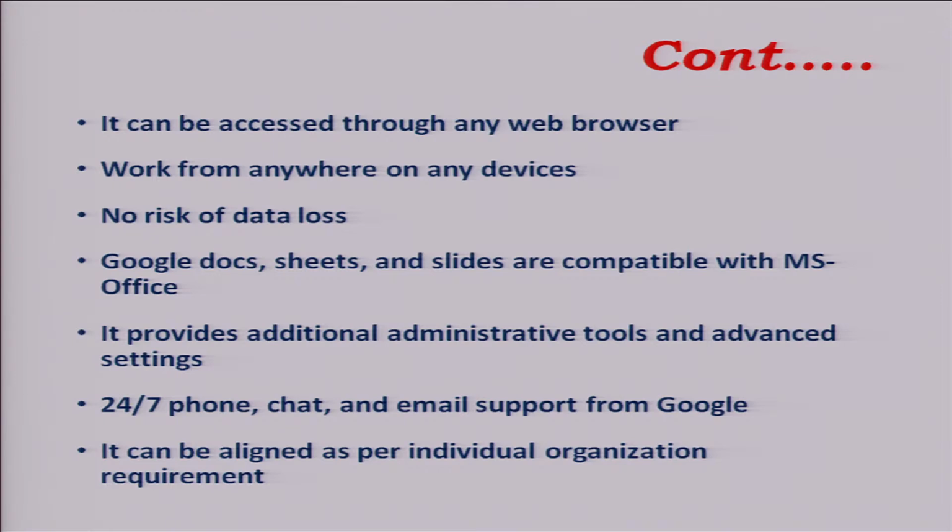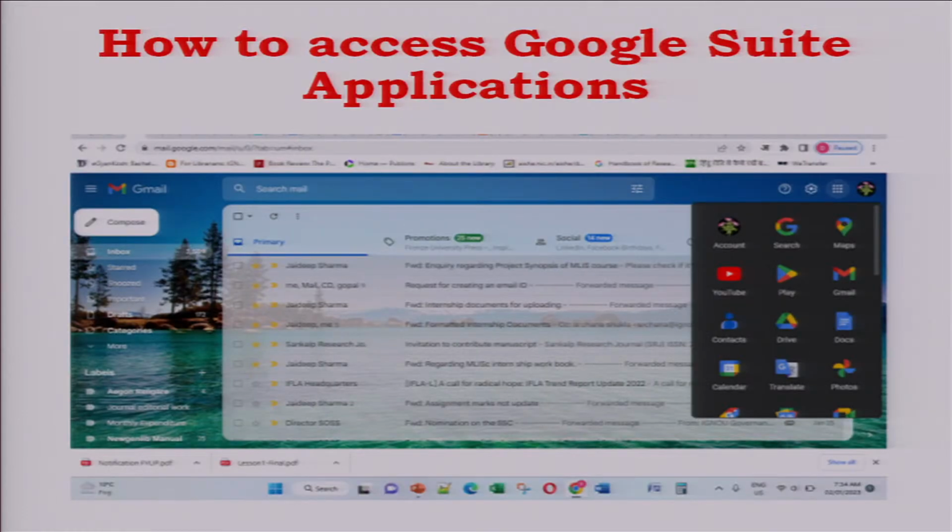24/7 support is there from Google. If someone encounters any issue, they can chat with a Google representative. They can provide them a solution for their particular issue. So it can be aligned as per individual organization requirements. If someone subscribes to the Google Workspace business version, they can customize it as per their own organization requirements. So now the question is how to access Google Suite applications.